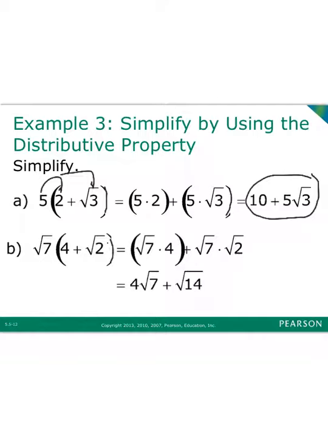Part B, we're going to see the same thing. We have the square root of 7 times parentheses 4 plus the square root of 2. We multiply the square root of 7 times the 4, we get 4 times the square root of 7, plus the square root of 7 times the square root of 2. And now we end up with 4 times the square root of 7 plus the square root of 14. The radical symbol is just presented with the multiplication of the inside of the two numbers when we multiply.